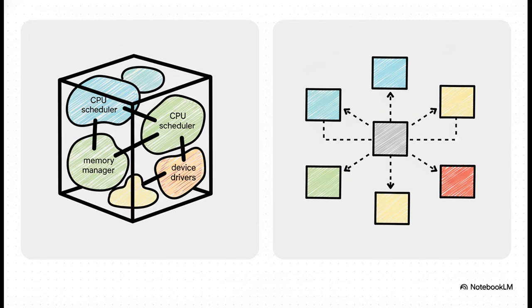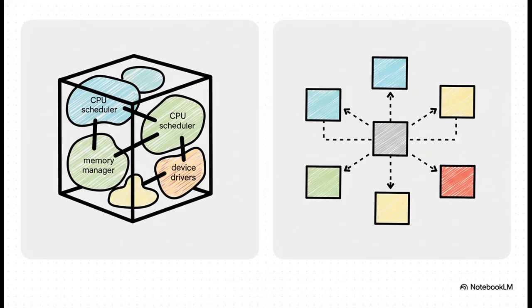First, you have the monolithic kernel. Think of this as one giant single piece of code that does everything. The big advantage? It's ridiculously fast, because all the parts are in the same room and can talk to each other instantly. The downside? Man, it's complex, and if one little part has a bug, it can potentially crash the entire system.